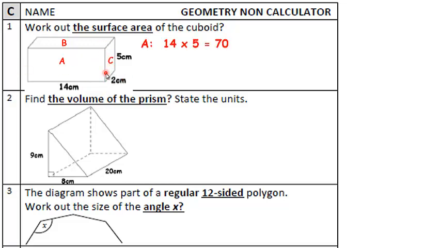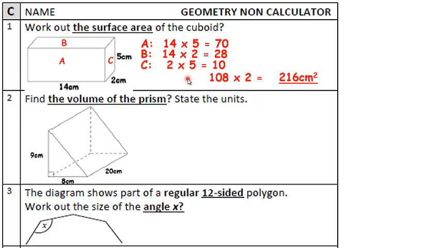14 times 5 is 70. B is going to be 14 times 2, and that's going to be 28. C is going to be 5 times 2, and that's going to be 10. Okay, if I add those together, I'm going to get 108, times it by 2 because there's 6 faces altogether, and that's going to be 216 centimeters squared. Okay, pretty straightforward question that is, and you should be able to do it yourself.